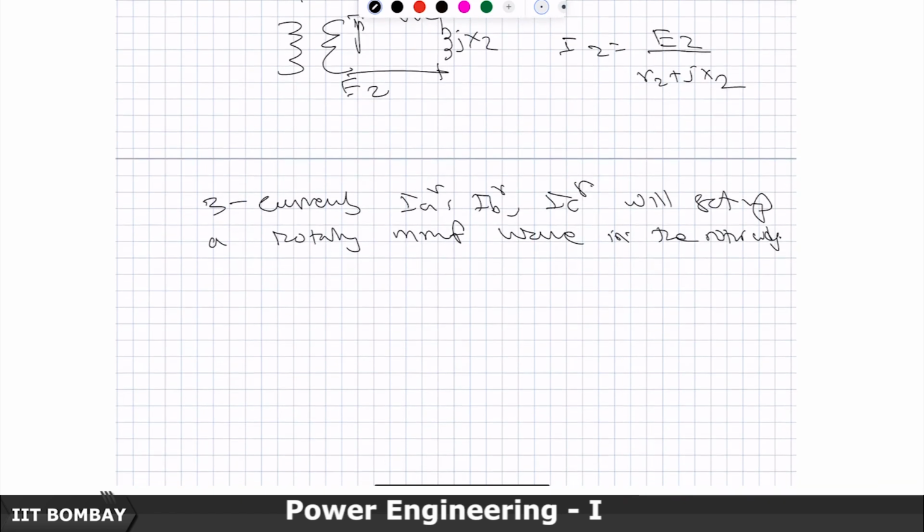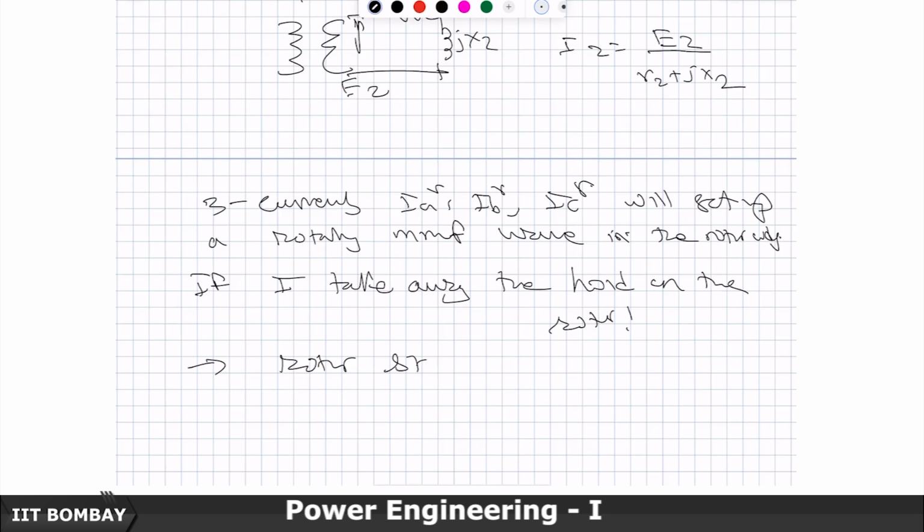Now, if I take away the hold on the rotor, what will happen? Like for example, I am holding a stone here in the air and I take away my hold from the stone. What will happen? The stone will fall. Similarly, if I take away that hold which I am holding on the rotor and not allowing that rotor to rotate, suppose I let it go, then what will happen? The rotor will start rotating. Why will the rotor start rotating?